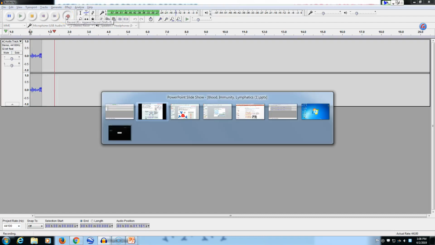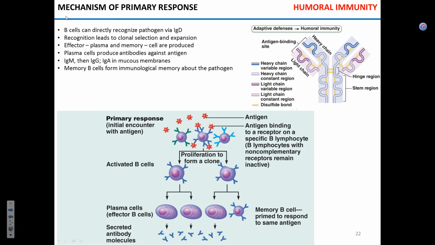So we're going to be chatting about the B cell response, first of all. Response that's mediated by B lymphocytes. And this response is called humoral immunity. Greek word humor means fluid, liquid. Is that clear? So humoral immunity is the one that is soluble.